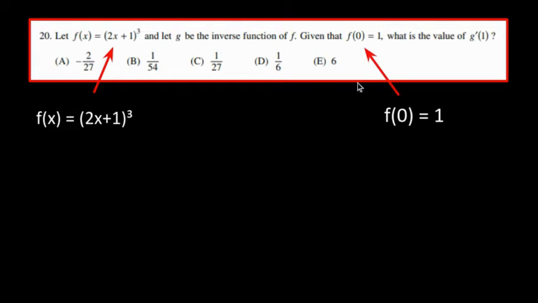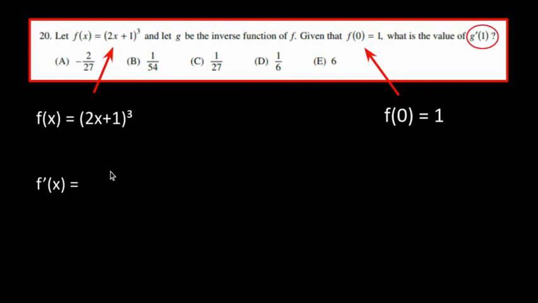All right, let's go. First multiple choice: let f of x equal (2x plus 1) cubed, and let g be the inverse function of f. Given that f of 0 equals 1, what is the value of g prime of 1? So we have f of x equals (2x plus 1) cubed, and that's the function we'll be using. Our point is f of 0 equals 1, so (0, 1). And we're finding g prime of 1, so this shouldn't be too hard.